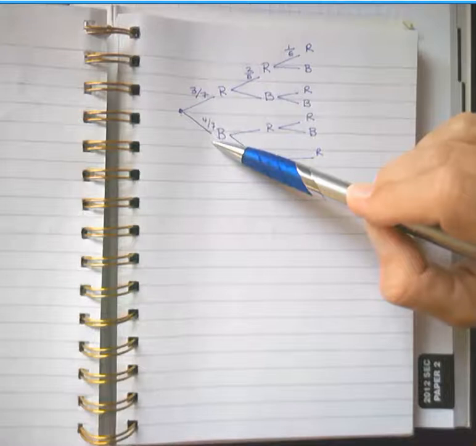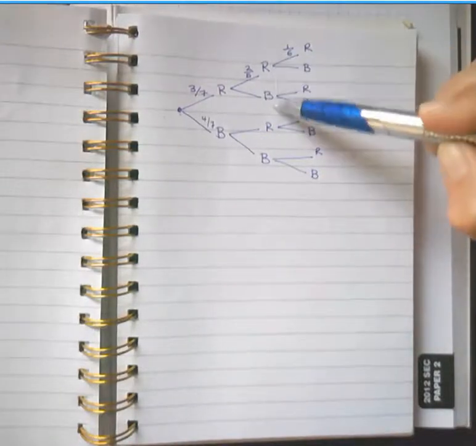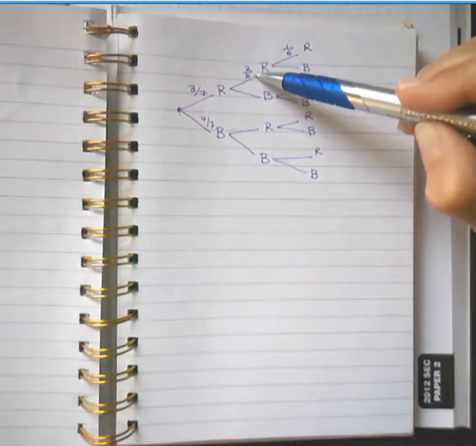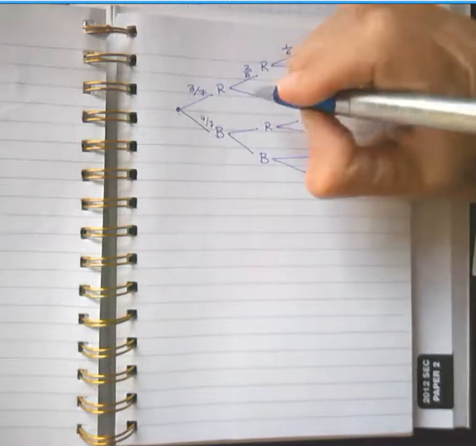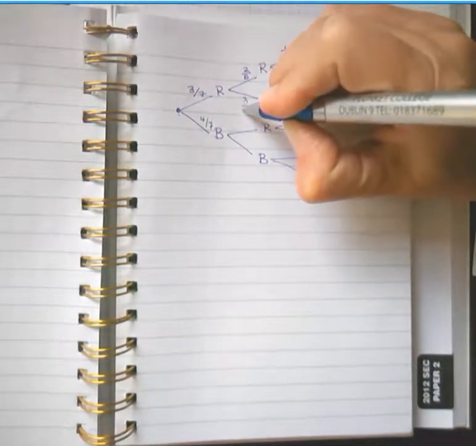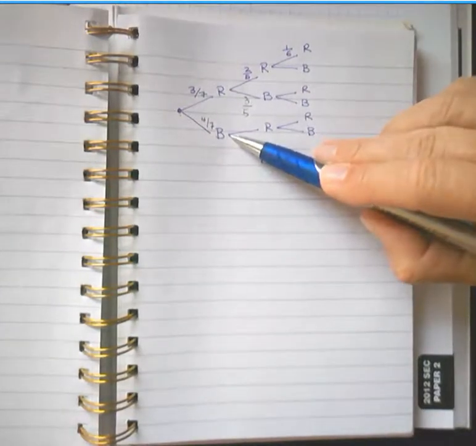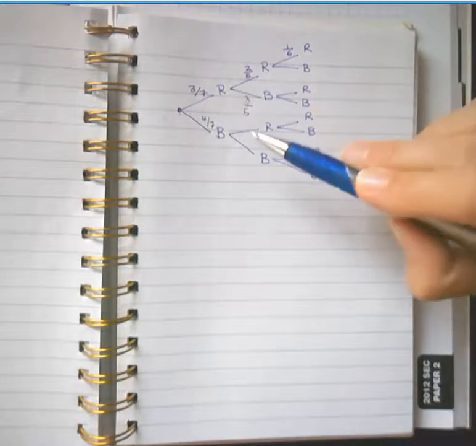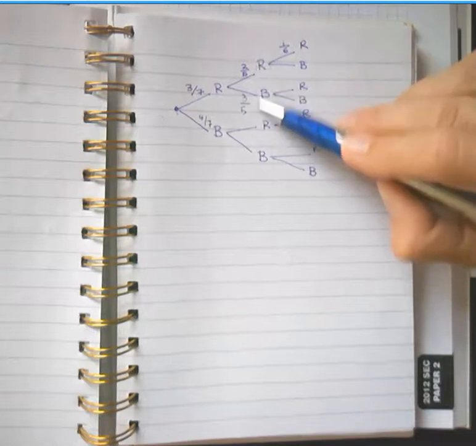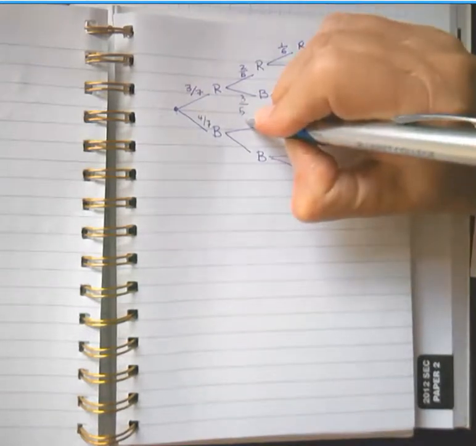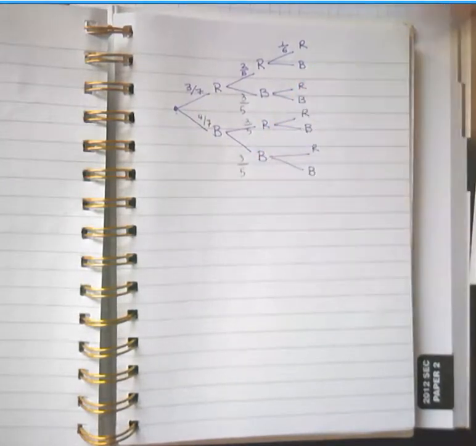My second bag has red and blue counters in it again, but this time there's only 5 counters in the bag. So my red was 2/5, so my blue would be 3 over 5. This point here is meant to mimic the exact same as this, so the probabilities on these two branches will mimic these two. So for my red, I have 2 over 5. For my blue, I have 3 over 5.